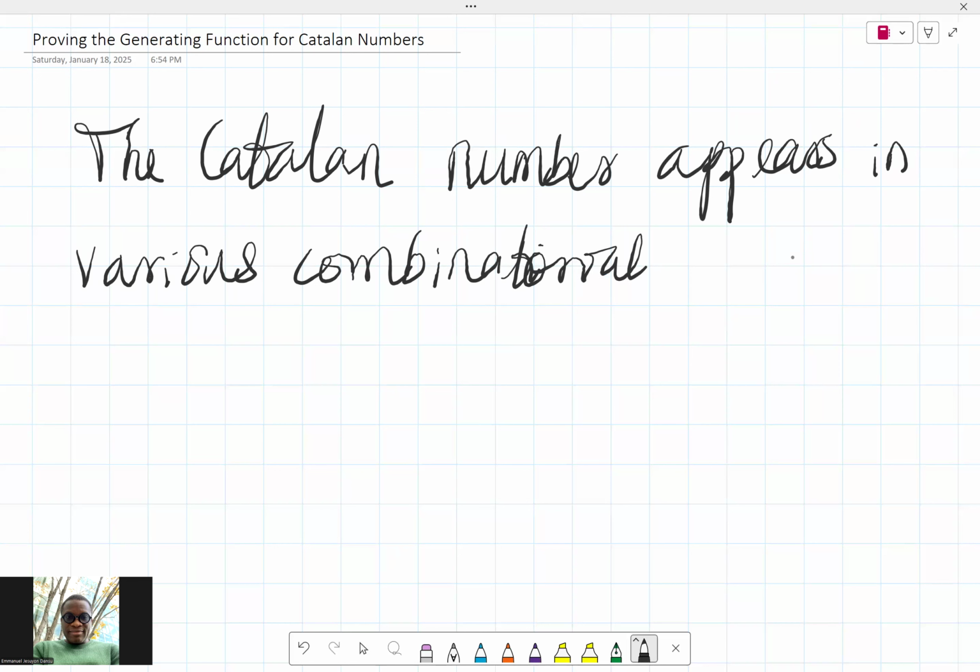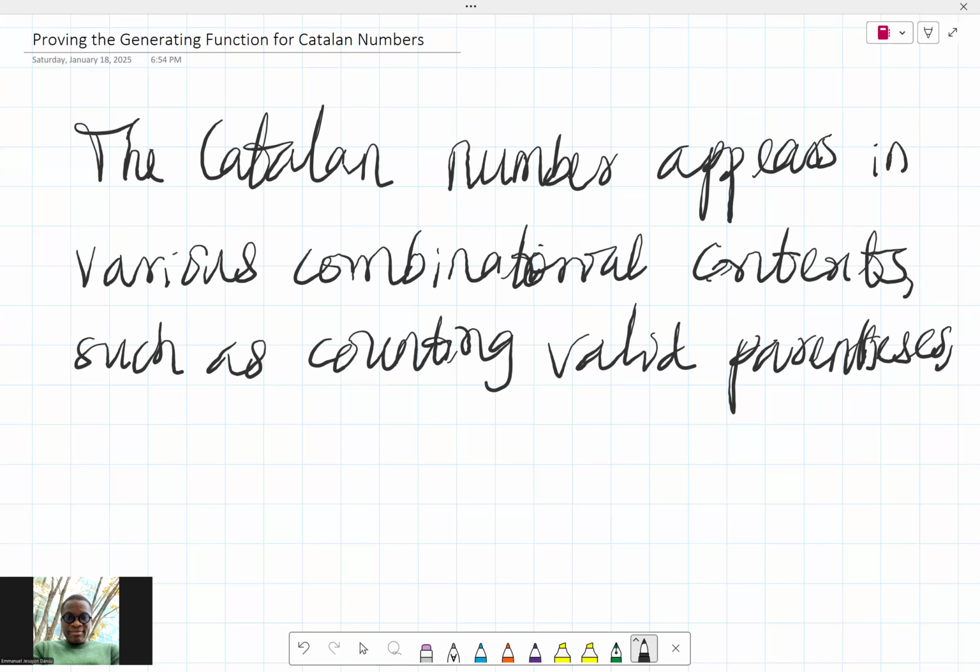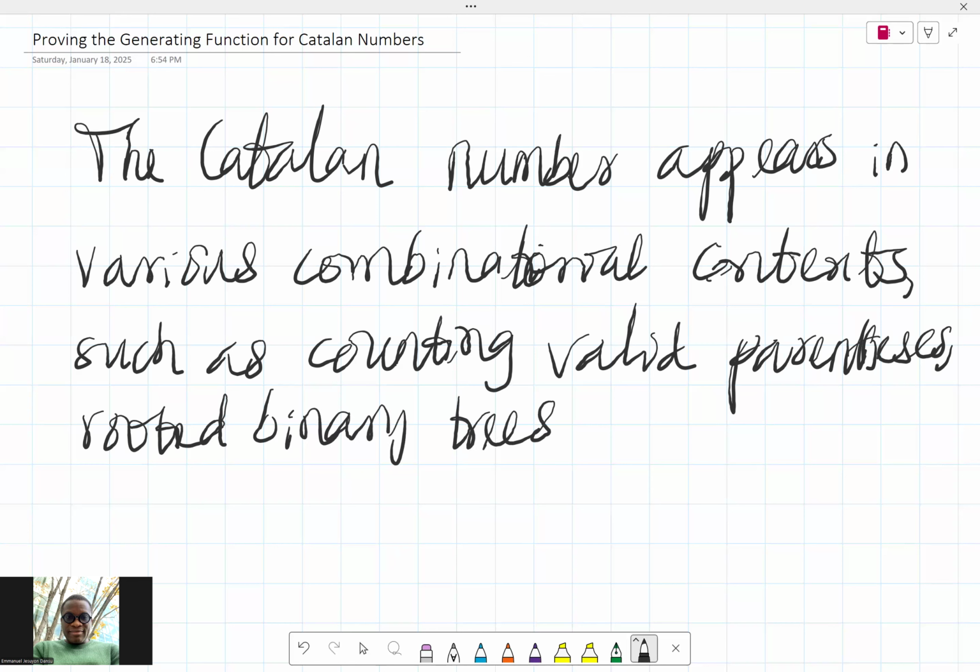Combinatorial contexts such as counting valid parentheses, rooted binary trees, and triangulations of polygons.